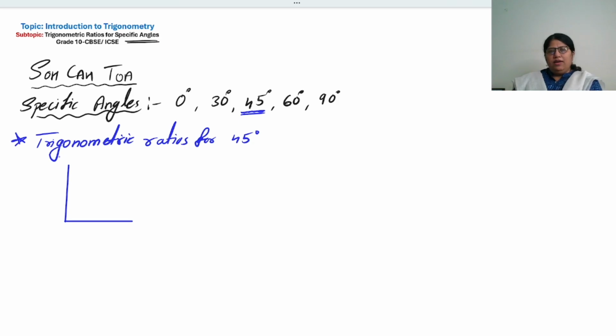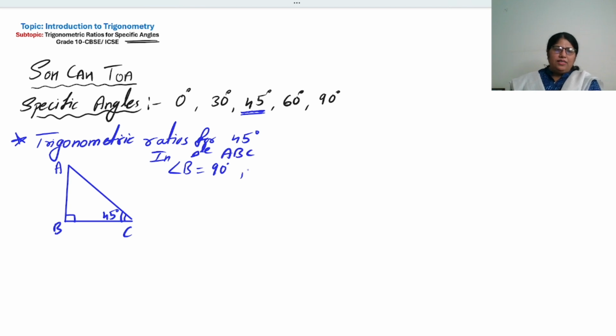And if I am having another angle as 45 degree, then the third angle is also going to be 45 degree. If I write this as ABC, and mark this angle as 45 degrees, here angle B is 90 degree, right? In triangle ABC, you can see angle B is 90 degree, and because I need to calculate the trigonometric ratios of 45 degrees, I have taken angle C as 45 degrees. So automatically angle A is also going to be 45 degree using the angle sum property.